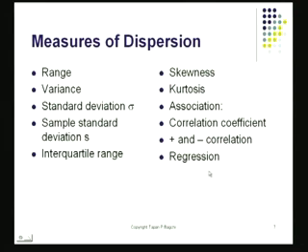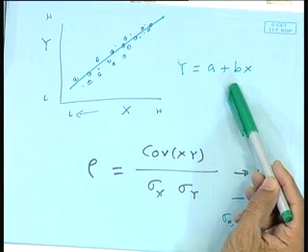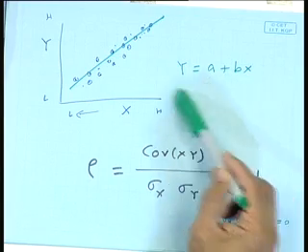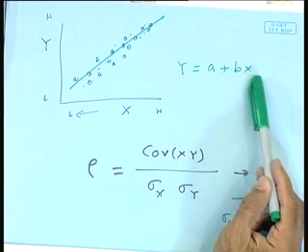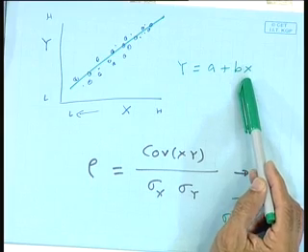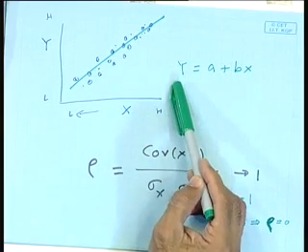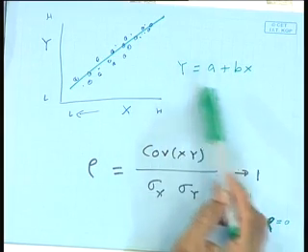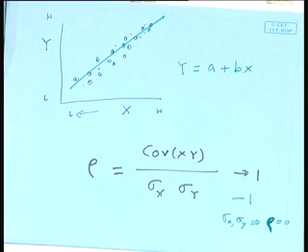And I have already discussed regression, which is really a model like this. This is a simple regression model. More complicated models will have more variables. The variables on the right hand side are called independent variables. And this one is called the dependent variable. A and B are the parameters of the model.